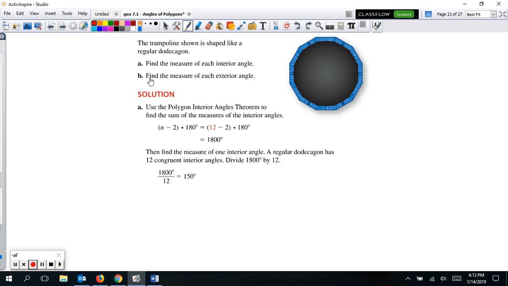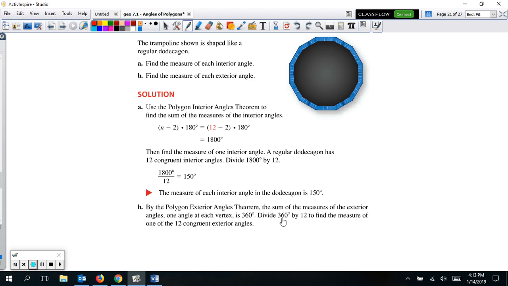It says find the measure of each exterior angle. Well, we know the exterior angles on a dodecagon add up to 360 because they're 360 on any polygon. So now we know that number for the exterior ones. We just have to divide by 12 again. So that's going to be 360 divided by 12, and that gives you 30 degrees for each exterior angle.